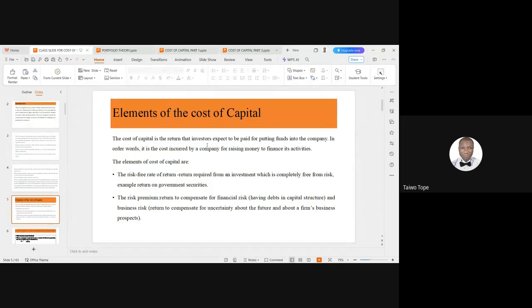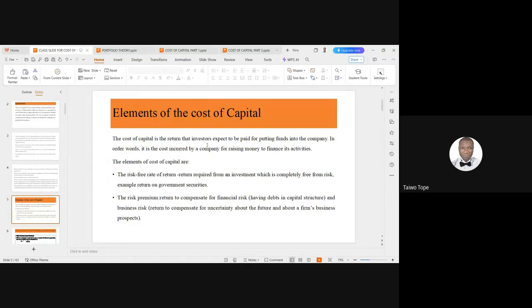The costs an organization incurs in sourcing for money, the cost you incur in getting debt, the costs you incur in getting shareholders to invest in your organization. What do you pay them in return? That is the cost of capital. So, in other words, it is the cost incurred by a company for raising money to finance its activities.